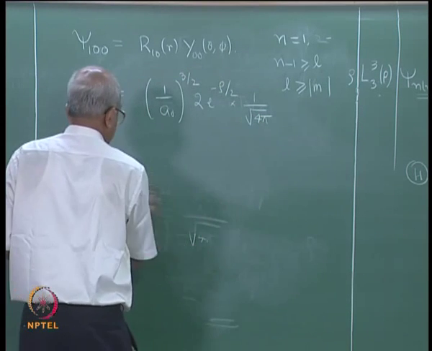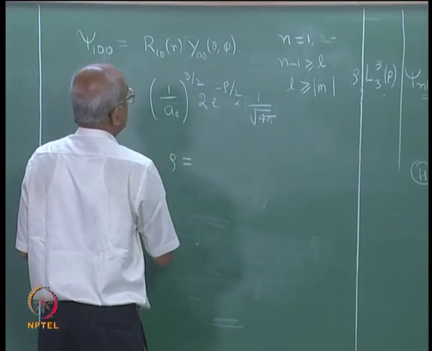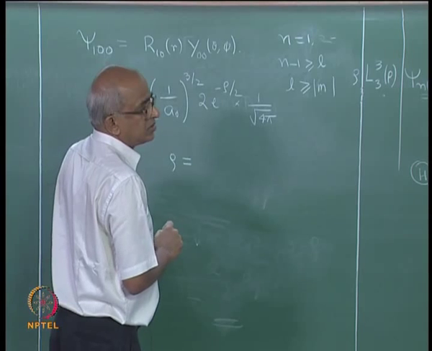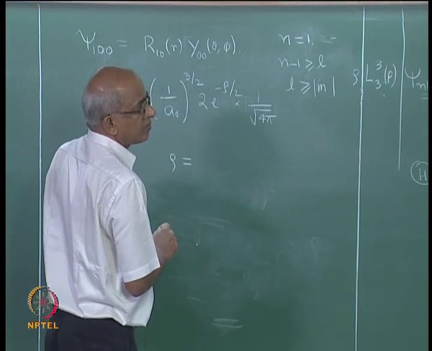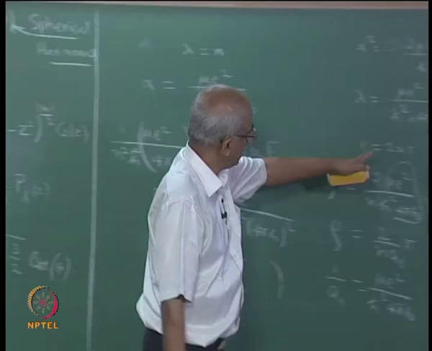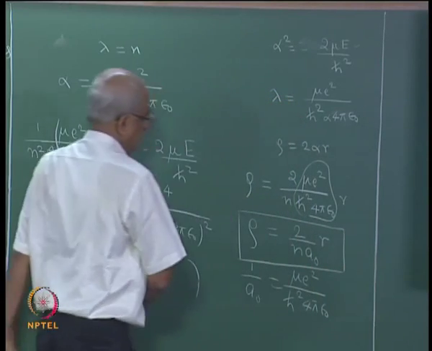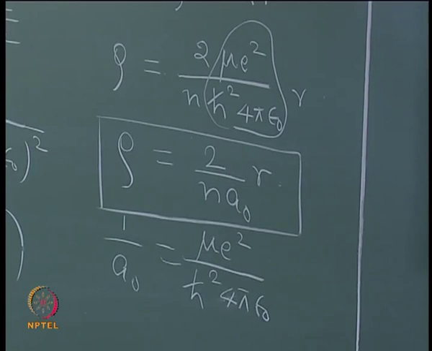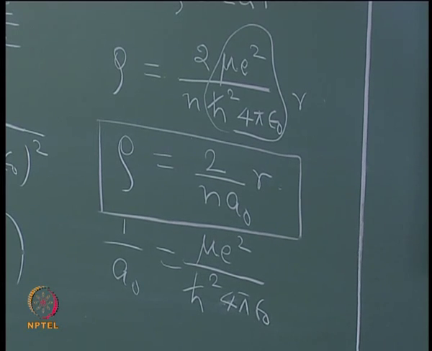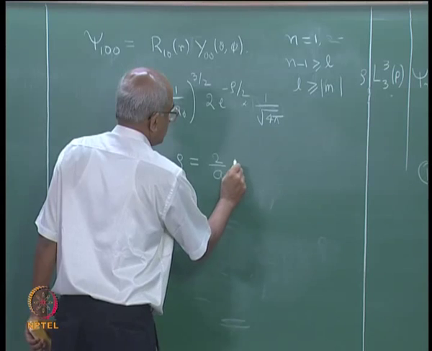And what is rho itself? Rho is defined to be 2 alpha r, that is fine, but I have another expression. Here is this other expression sitting. In terms of A0, rho is equal to 2 divided by n A0. So, in this case n is 1. So, rho is nothing but 2 by A0 into r.